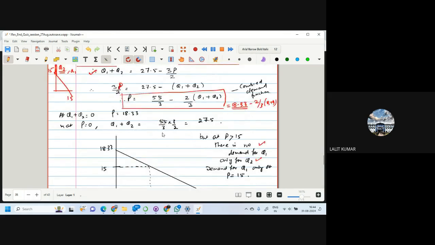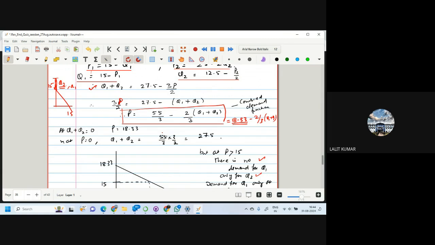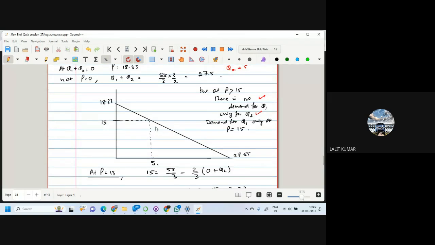So what do we do in this formula? P is equal to 55 minus 3. Here we put P is equal to 15. Q1 is 0 up to this. And when we solve this, we get Q2 is equal to 5. It means up to Q2 is equal to 5 in your demand, there will be a kink. So that is the meaning of that kink which is there. Till here, the demand is only for Q2, and I have demonstrated this here, that this is 15 and this is 5. From 15 till 10.67, here demand will be for both Q1 plus Q2.